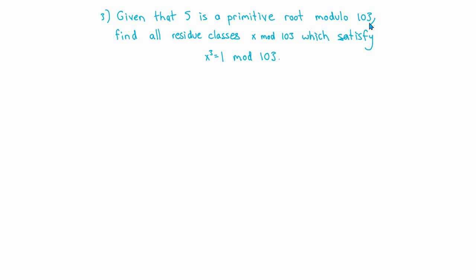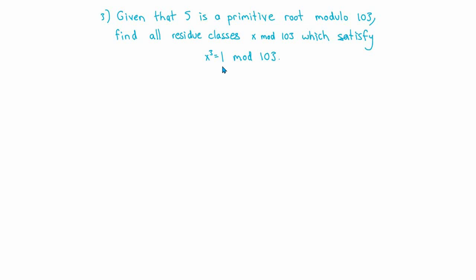In this example, we're working modulo 103, which is an odd prime number, and we're given that 5 is a primitive root modulo 103. To check this at this point would be a little bit of a pain, and we're going to have faster ways of checking things like that later on. But for now, let's just take this as a given of the problem. So, given that 5 is a primitive root modulo 103, how can we find all residue classes x modulo 103 which satisfy the equation x cubed equals 1 modulo 103?